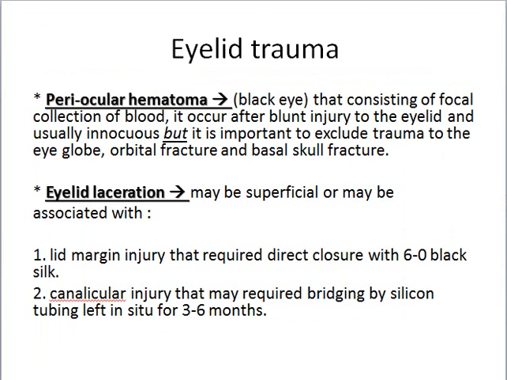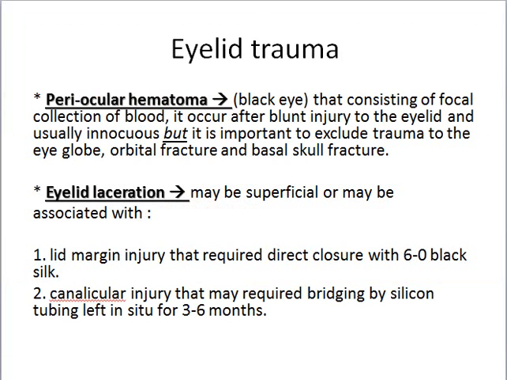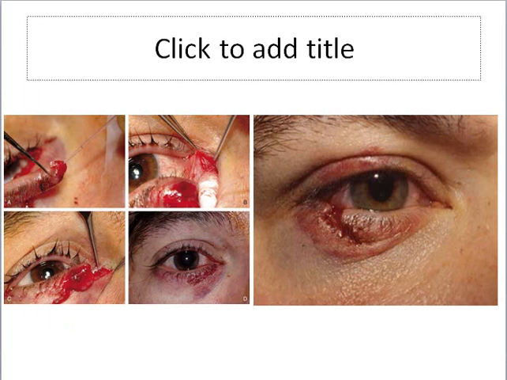Other trauma to the eyelid is eyelid laceration, maybe superficial laceration or may be associated with one of the following. Lid margin injury. This picture shows lid margin injury, which may require direct suturing by 6-0 black silk, or canalicular injury that may require bridging by silicone tube which is left in situ for 6 months. This picture shows canalicular injury requiring this silicone tube to prevent the fibrosis and stenosis of the canal.